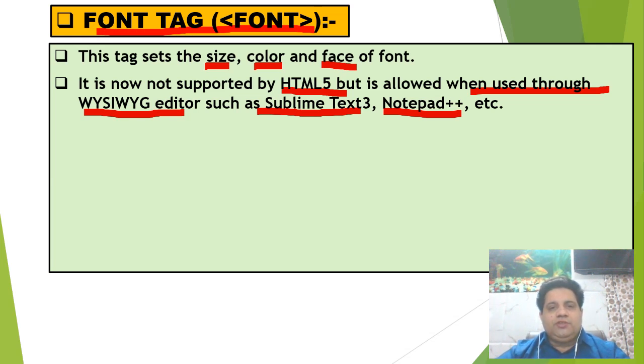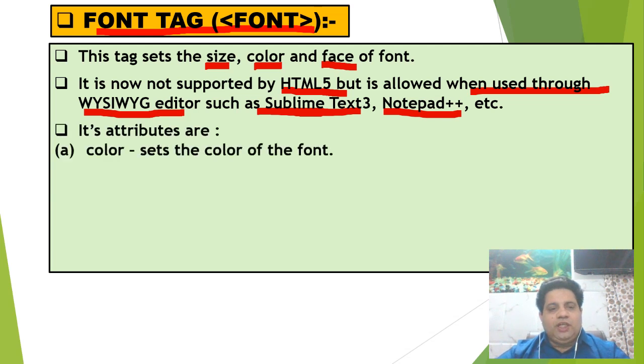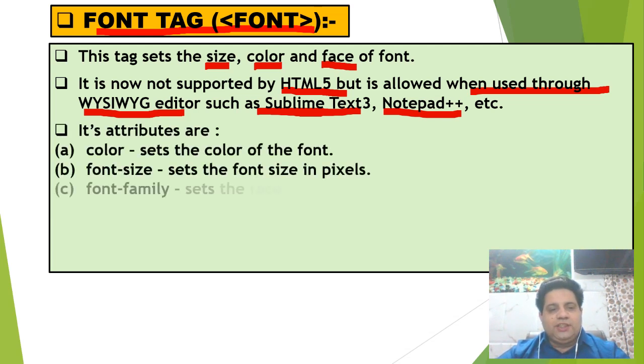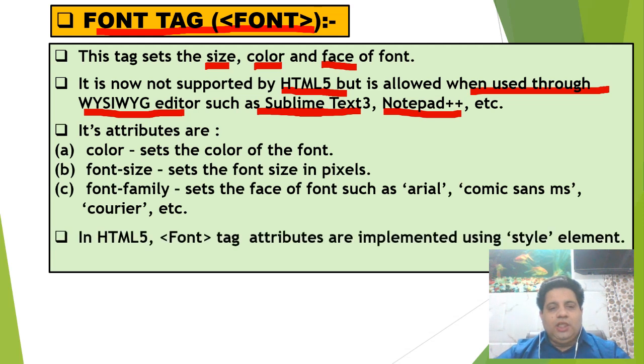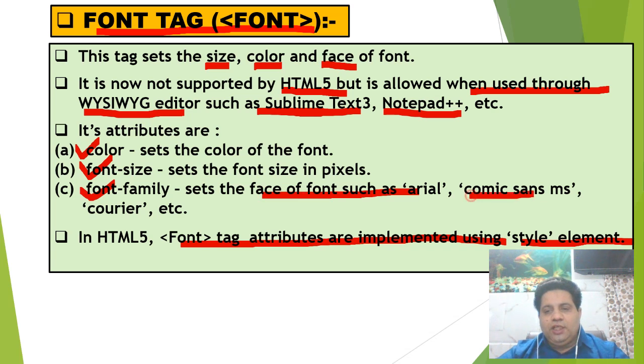Now instead of this we use CSS, cascading style sheets. But if you are using Sublime Text 3, you can use this font tag. It can be easily used in this editor. Its attributes are color, font size, and font family. In HTML5, font tag attributes are implemented using style elements. So we will implement these attributes using style elements: color, font size, and font family. Font family means the face of the font, such as Arial, Comic Sans, and Courier. See the example.